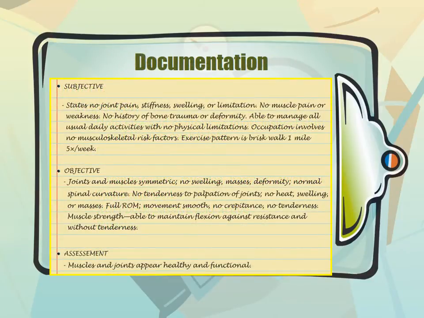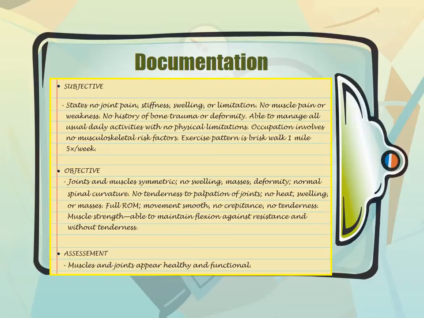All right, documentation. Subjective, again, we're going to talk about joint pain. We want to know about stiffness, swelling. We want to know whether or not they have limitation, meaning what? That they're not able to go through the motions, that they don't have muscle strength. What are the limitations that they have? We want to make sure that they're not complaining of any pain or weakness. We want to record whether or not they have told us that they've had any kind of bone trauma or deformity. We want to know whether or not they are able to do their ADLs without any kind of physical limitations, and whether or not they can do it without assistance.